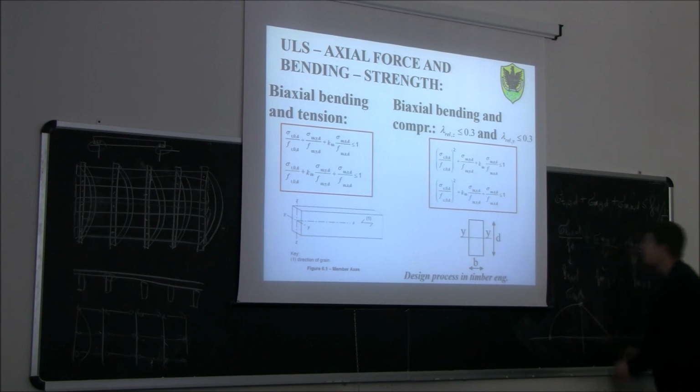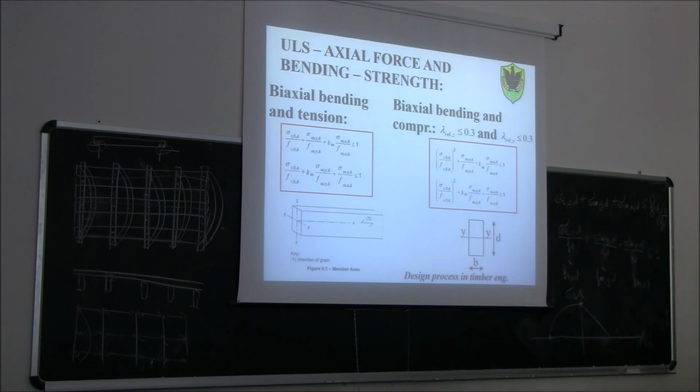Because here, it's a quadratic domain. This quadratic domain is true only if your member is squat. So if you don't have flexural buckling. If you have flexural buckling, then you see if the relative slenderness is less than 0.3, then you have this quadratic domain.